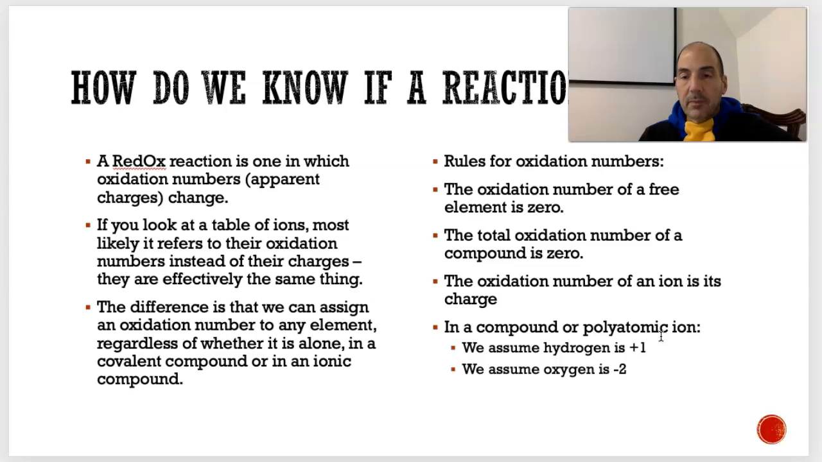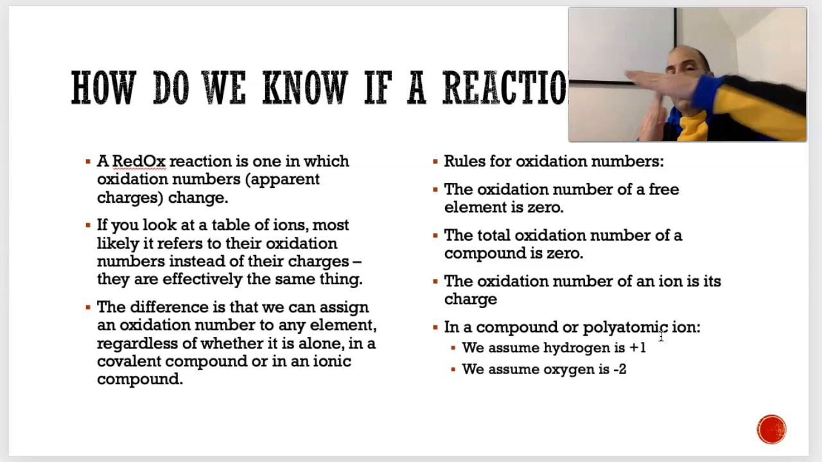Nothing new there. As I said a moment ago, the oxidation number of an ion is its charge. So if I say that we have a calcium ion, its oxidation number is +2 because its charge is +2. If it's a phosphide ion, and we know the charge of phosphide is -3, that means its oxidation number is -3. And finally, when we look at compounds or polyatomic ions, we tend to make two assumptions that are true most of the time. We assume hydrogen is +1. We assume that oxygen is -2.